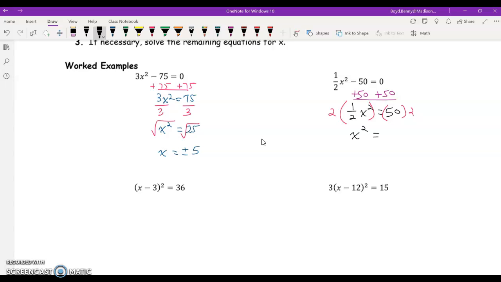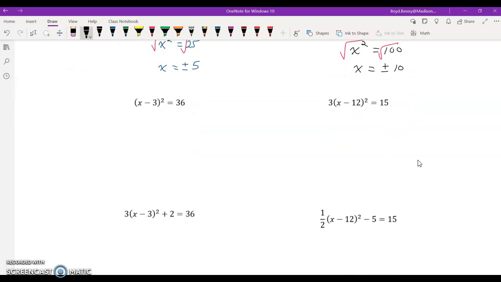It's going to leave us with x squared equals 100. Then we will take the square root of both sides. So we see x equals plus or minus 10. Don't forget that a square root has a positive and a negative root.